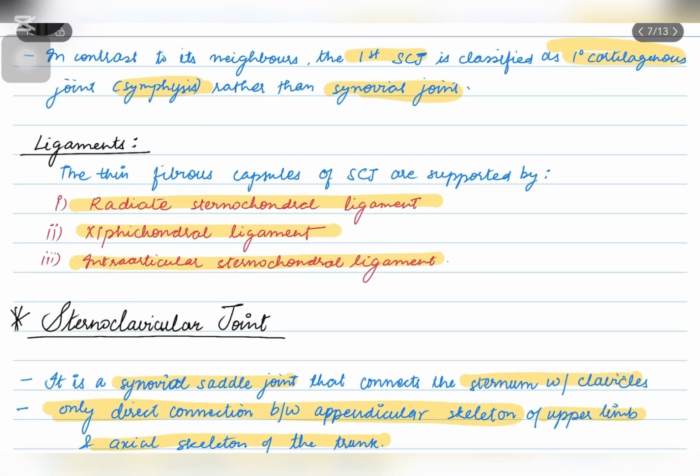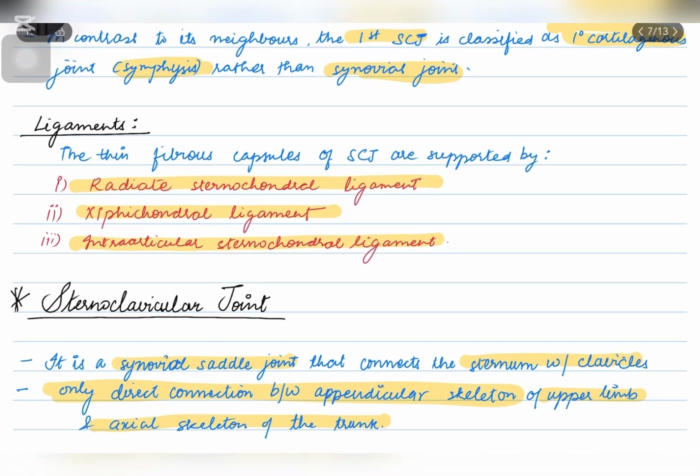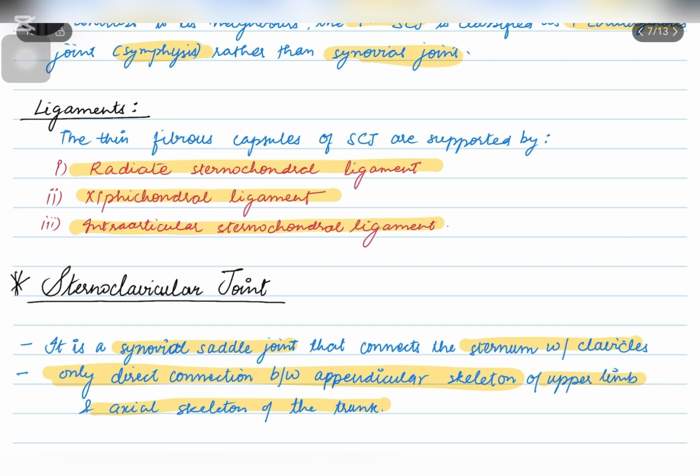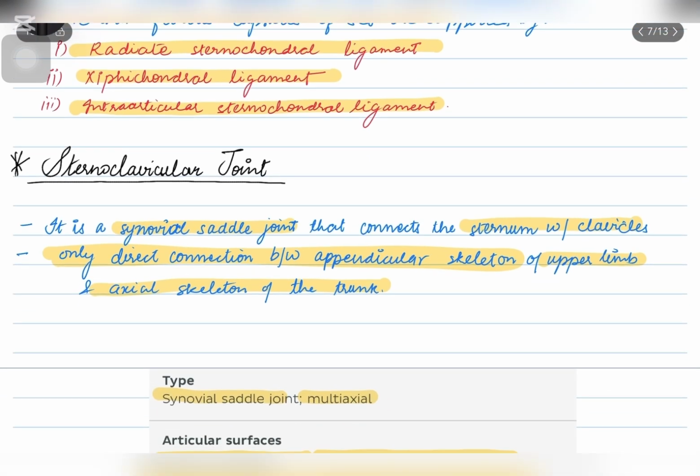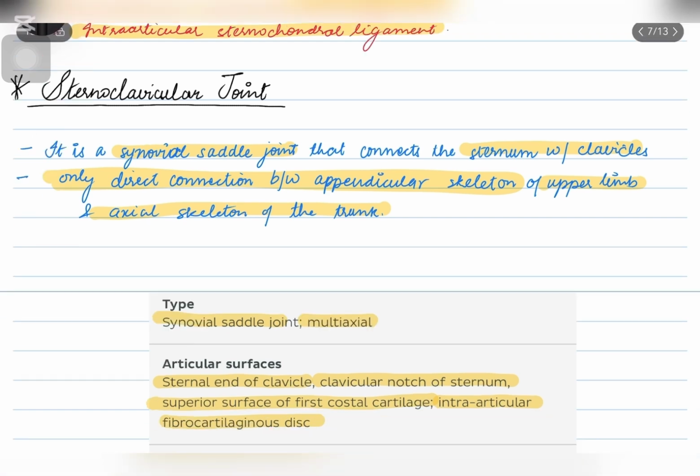Now let's talk about the ligaments. The thin fibrous capsule of SCJ is supported mainly by 3 ligaments. First is the radiate sternocostal ligament, second is the xiphicostal ligament, third one is the intra-articular sternocostal ligament. Now let's talk about another joint, that is the sternoclavicular joint. It is a synovial saddle joint that connects the sternum with the clavicle. It is the only direct connection between the appendicular skeleton of the upper limb and the axial skeleton of the trunk.